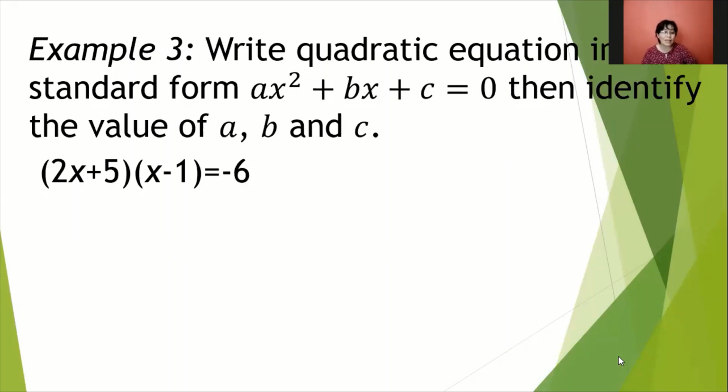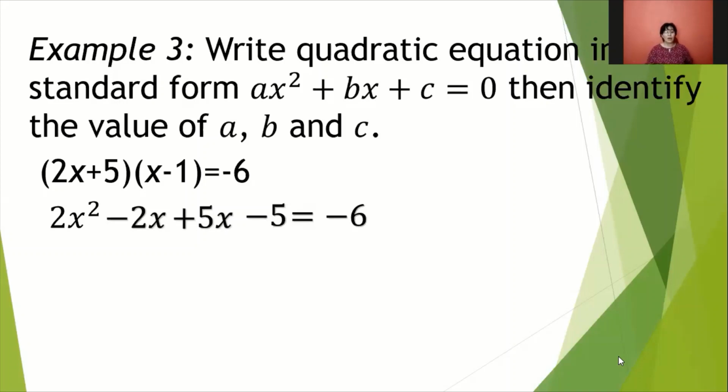Again, you have to analyze the given mathematical equation. And that is 2x plus 5 times x minus 1 is equal to negative 6. 2x plus 5 is a binomial multiplied by the other binomial, x minus 1. Obviously, we have to use the FOIL method. Okay? We have 2x times x is equal to 2x squared. 2x times negative 1 is negative 2x. 5 times x is equal to 5x, and 5 times negative 1 is negative 5.